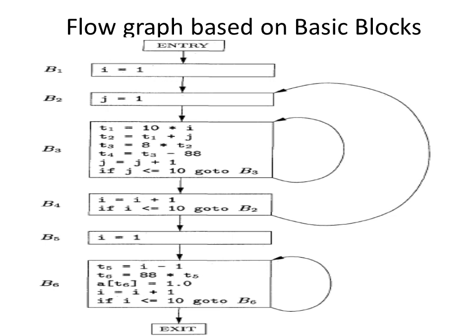And B5, the block 5, contains I is equal to 1, and B6 contains T5 is equal to I minus 1, T6 is equal to 88 star T5, A of T6 equal to 1.0, I is equal to I plus 1. If I is less than or equal to 10, go to block 6. So these 5 statements are in the block B6. Then finally exit.